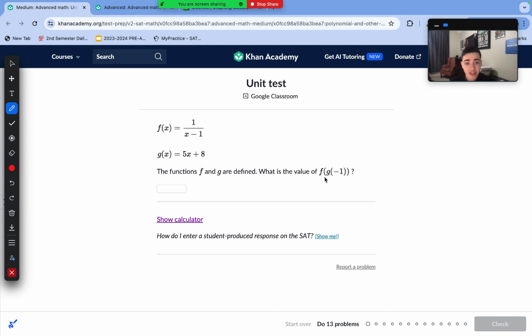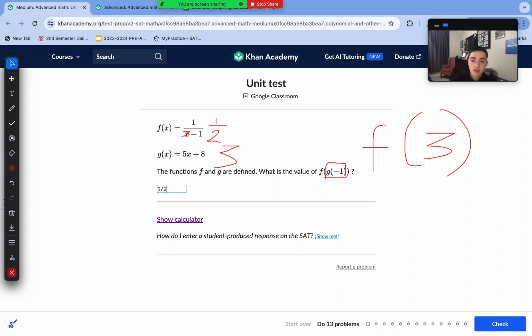So our inside is saying g of negative 1, meaning that we're going to take function g and substitute in negative 1 for x. So function g when x equals negative 1 is going to be negative 5 plus 8. Negative 5 plus 8 is 3. So that means we have f of 3 left. So in our f of x, we're going to substitute in 3 for x. When we substitute that, we have 1 over 3 minus 1, which is just 1 over 2. So that means that our answer is 1 over 2.